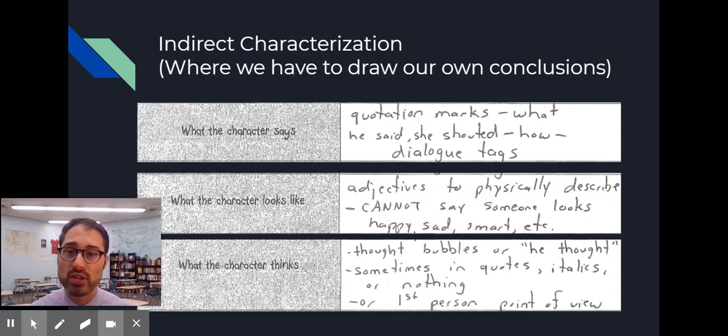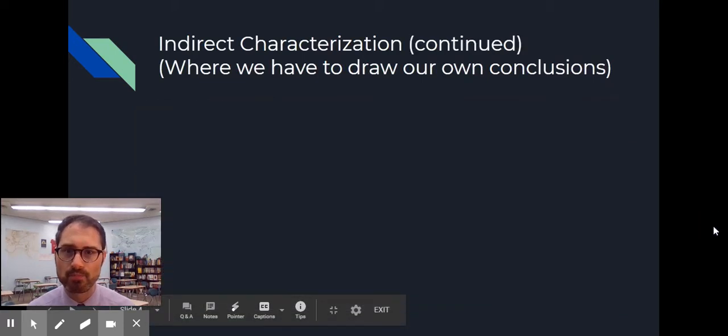Our third method of indirect characterization are what characters think. Now, if we're in a graphic novel, we might have thought bubbles. If we're in a text, sometimes thoughts are in italics, sometimes they're in quotation marks. So we really want to look for those tags there where it says like, he thinks, or she wondered, if we can tell the difference of them speaking out loud versus thinking. Or if we have a first person narrator, everything that narrator says is what that character thinks.